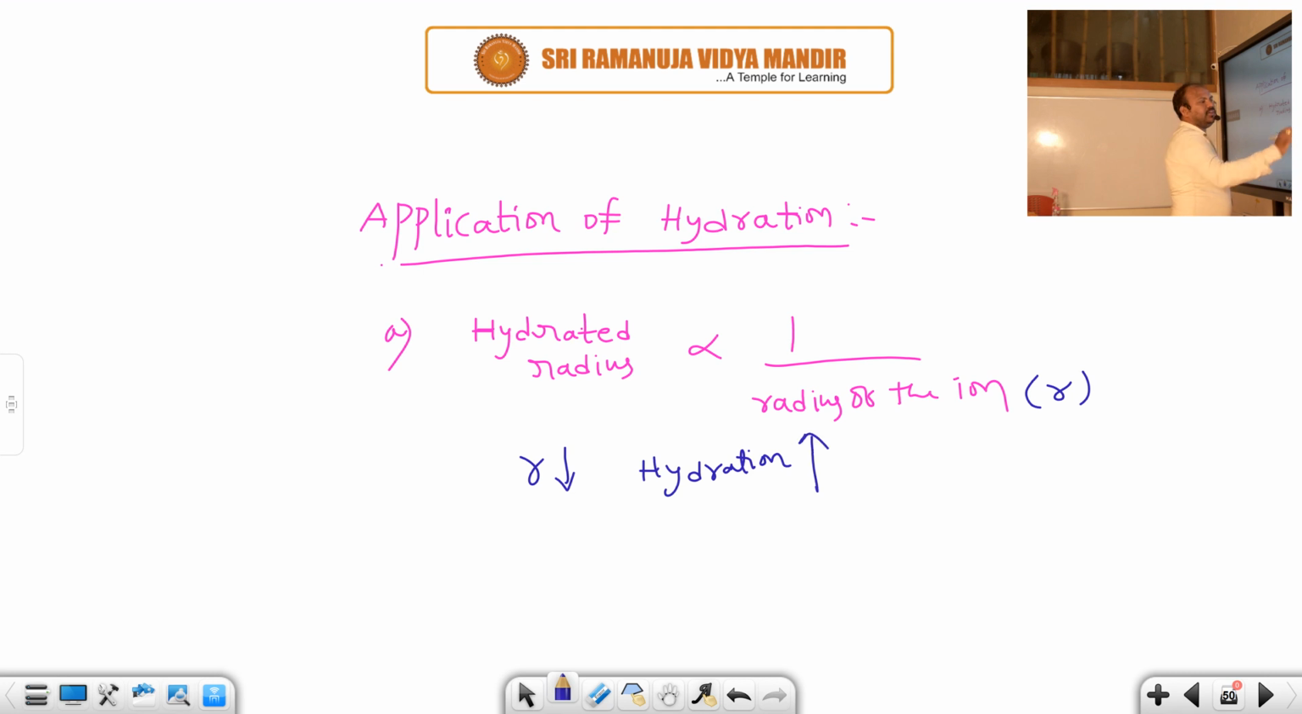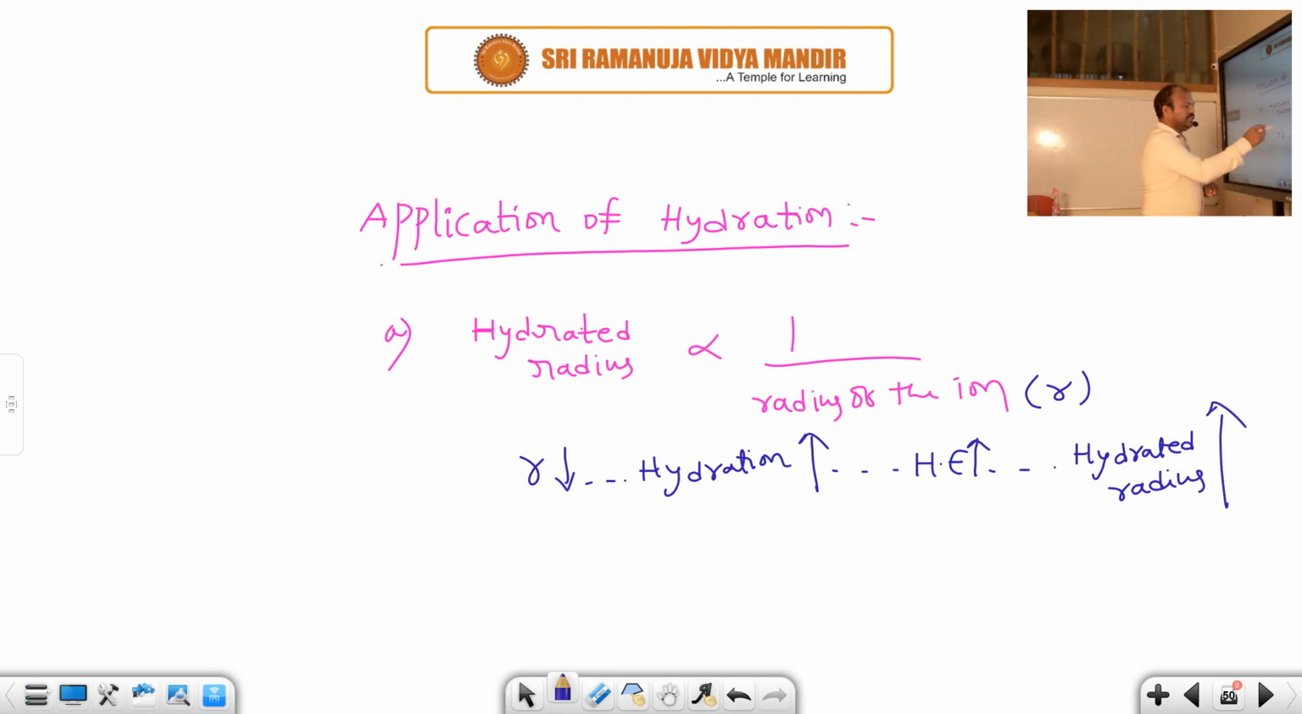Hydration means the ion is surrounded by water molecules. Hydration increases, so hydration energy increases. That means in the hydration process a certain amount of energy is released. That is called hydration energy. So radius decreases, hydration increases, hydration energy increases, and hydrated radius also increases.